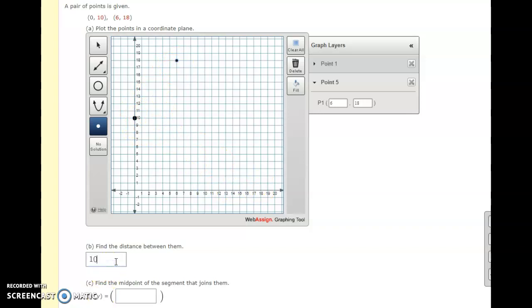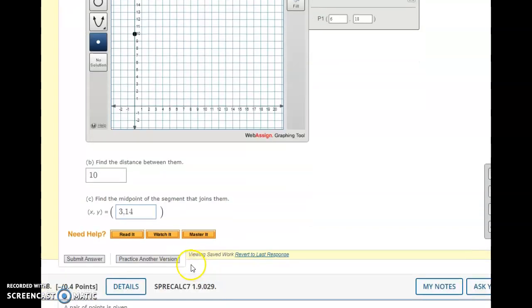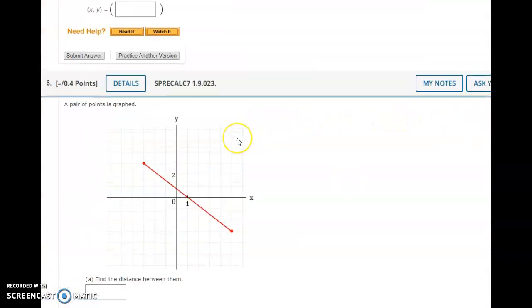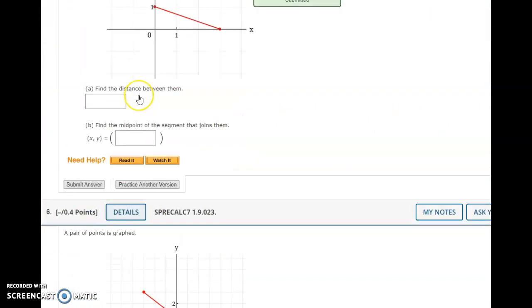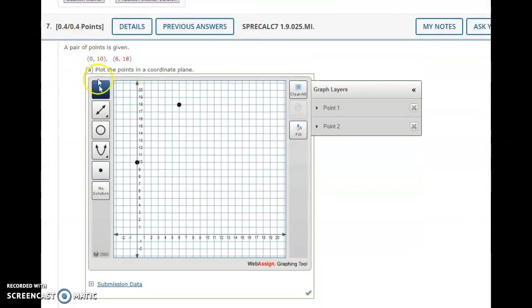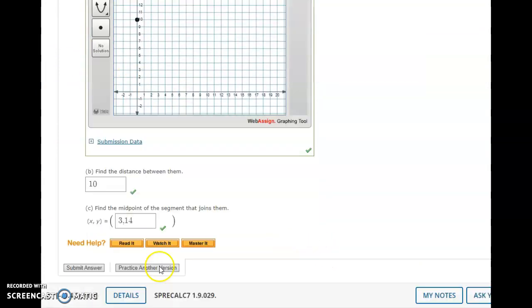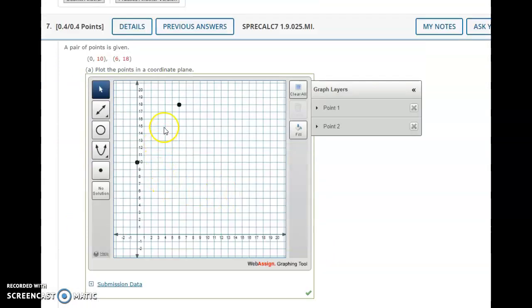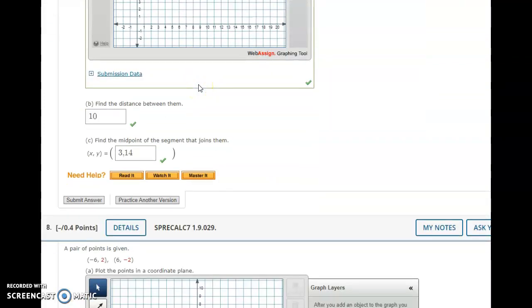So let's plug this in and see if, when we hit submit answer, it tells us we've got it right or incorrect. So that is number 7, and I got the full credit. It gave me a check mark for each of them. Now, if you drew a line to connect those points, it would probably mark it incorrect. So you want to make sure that you're following the instructions that it gives you.